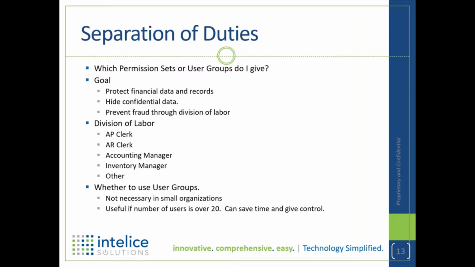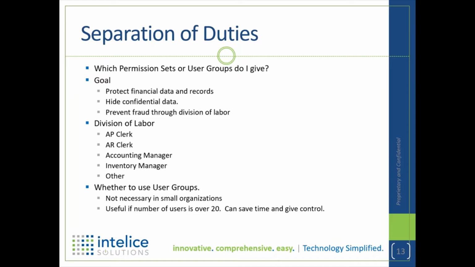But you have to keep in mind what the goals are of security in your system. Number one is protecting your financial data and records. Number two is to hide your confidential data from other employees, even. A lot of times you have sensitive labor rates in your system that you don't want certain people to be able to access and read, or whatever the case might be. You don't want them to have the ability to read it. So they have access to the system, but they don't have access to the tables to read the confidential data.